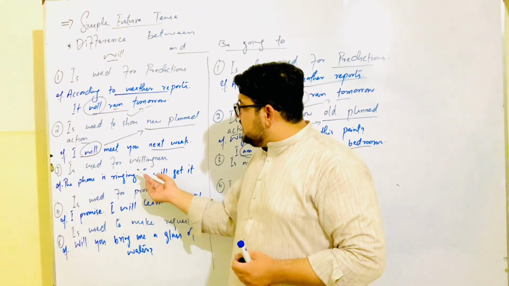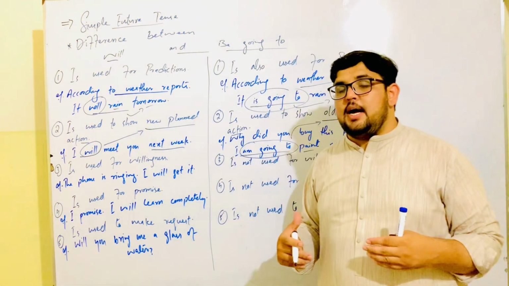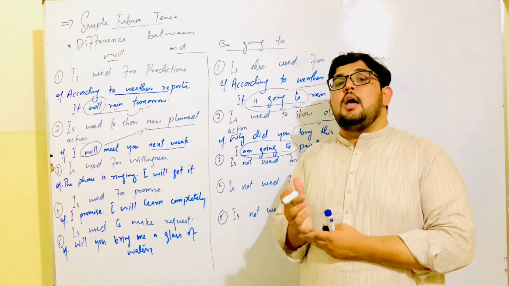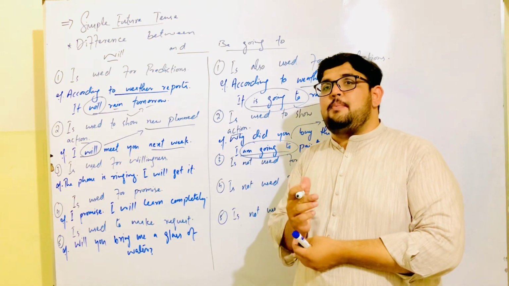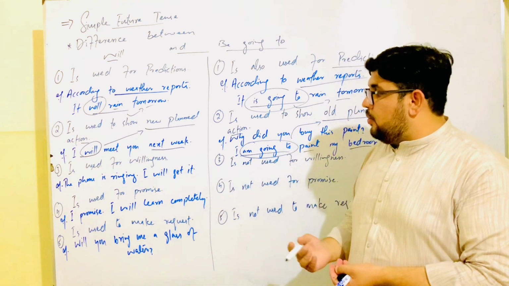The third difference is that will is used for willingness, to show our willingness for a task, to show our wish, our desire. So it is used for willingness, desire.